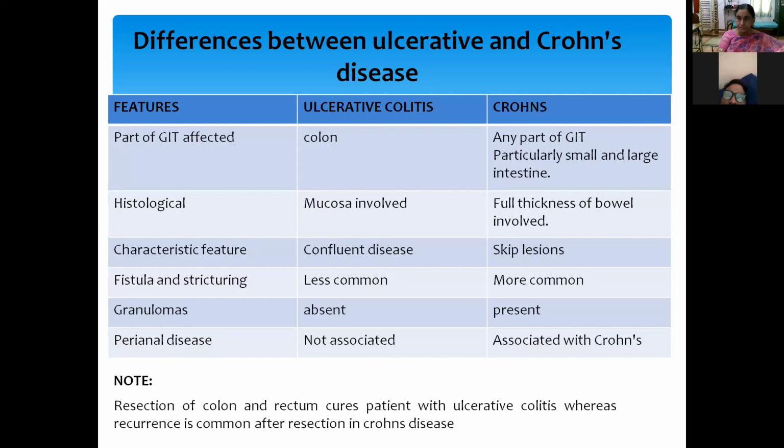That is what is known as meaning of the stiff lesion. Fistula and strictures are more common with Crohn's disease, but less common in case of ulcerative colitis. Granulomas are absent in ulcerative colitis, but they are present in Crohn's. Perianal disease is not associated with ulcerative colitis, but associated with Crohn's disease. These are the important differences between ulcerative colitis and Crohn's disease.